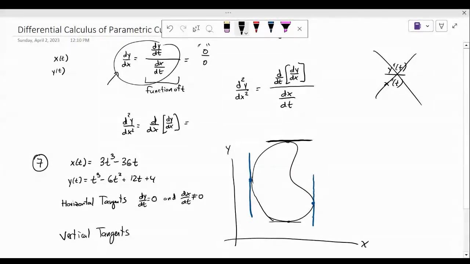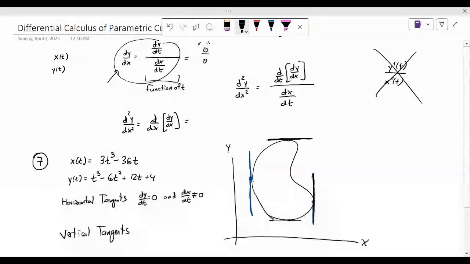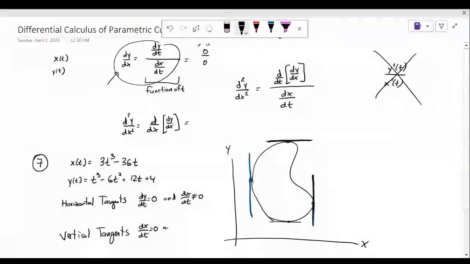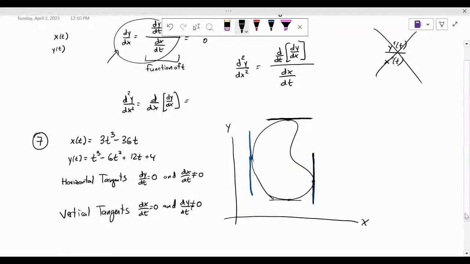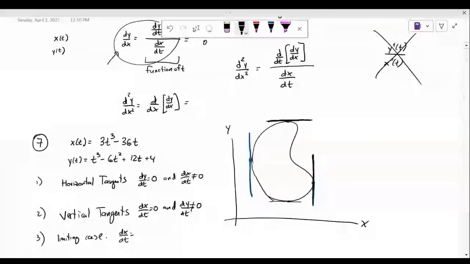And vertical tangents, similarly, moving up and down, y is changing, but x is not. So that's where dx/dt is 0. And for now, we'll just say dy/dt is not. Okay, so that guarantees horizontal and vertical tangents. And in the special case, call it the limiting case, because we're going to be taking a limit. So you have like case 1, case 2, and then the limiting case, right? Where both are 0.